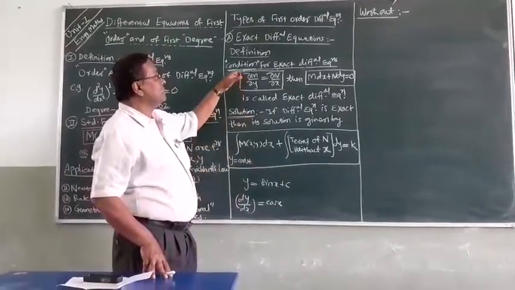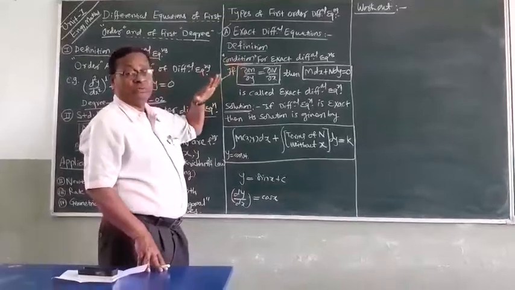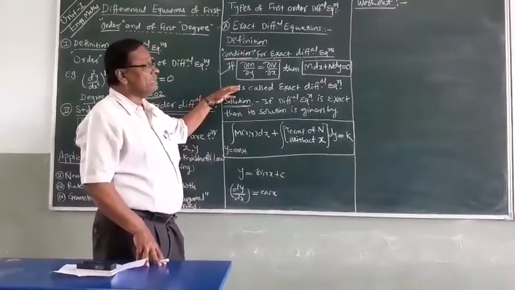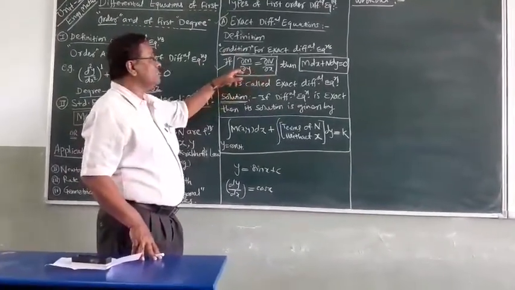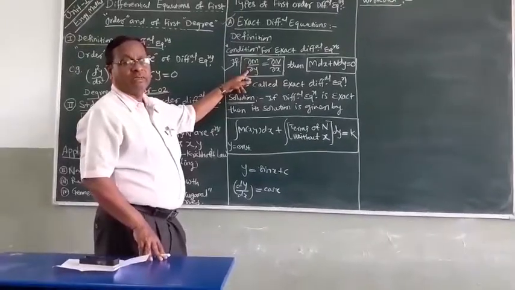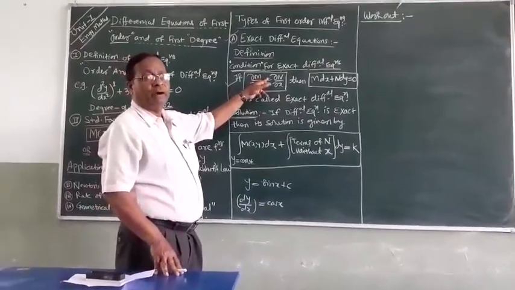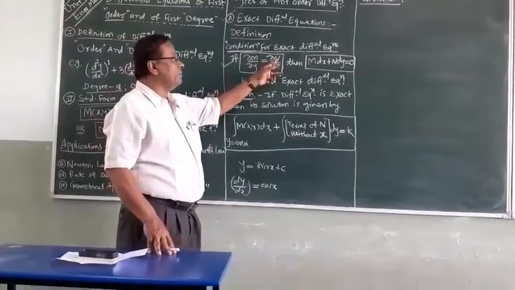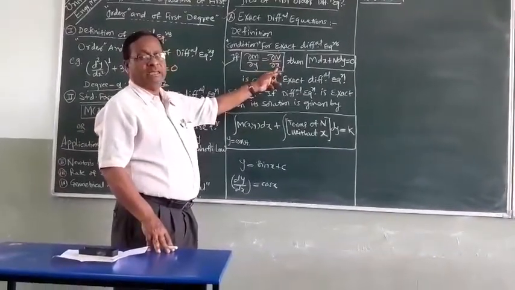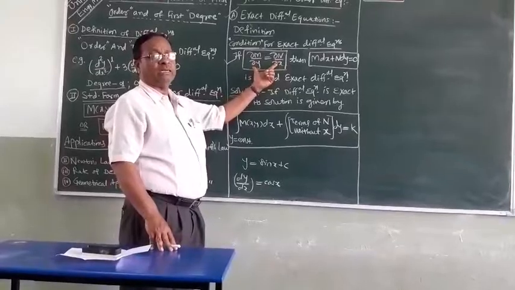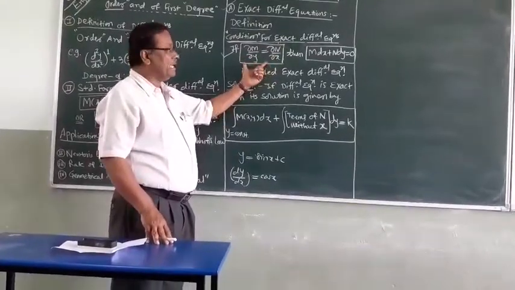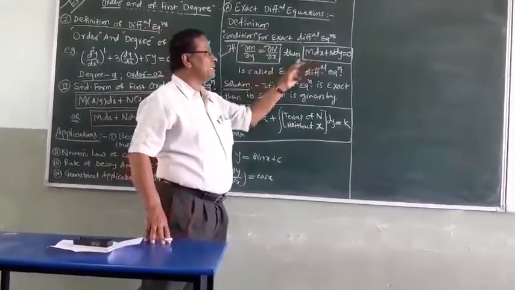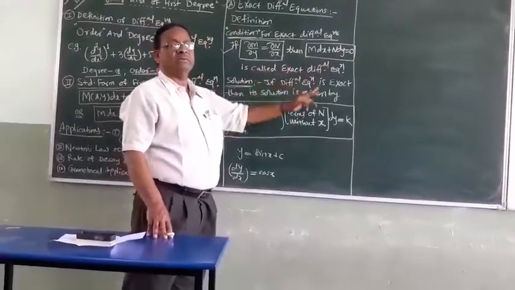Then, if a differential equation is given to you, how do you check that it is an exact differential equation? This condition can be used. Differentiate M partially with respect to y, as well as differentiate N partially with respect to x, and if these two values are equal, then we can say that this differential equation is an exact differential equation.